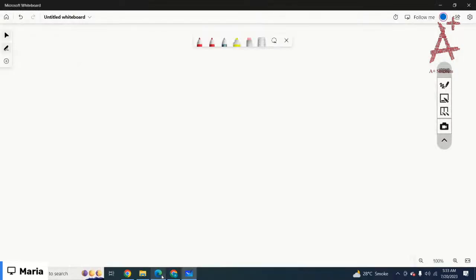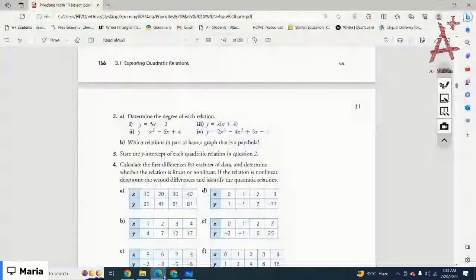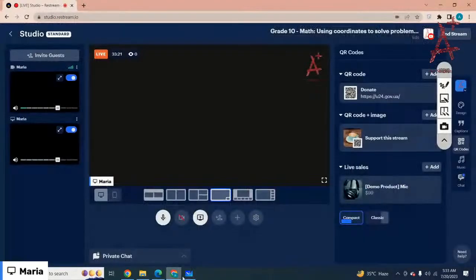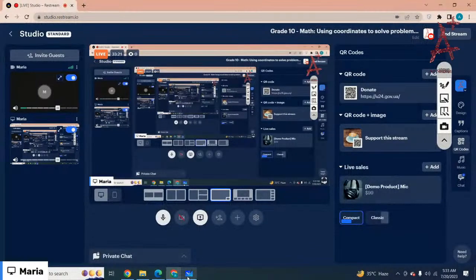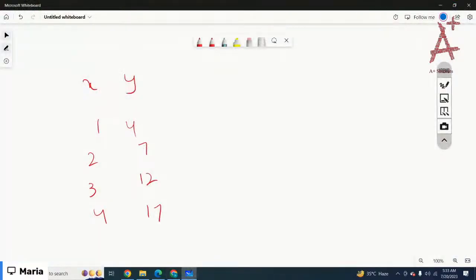For B, the x values are 1, 2, 3, 4 and the y values are 4, 7, 12 and 17. Let's just calculate the first difference. 7 minus 4, 3. 12 minus 7, 5. 17 minus 12, 5.